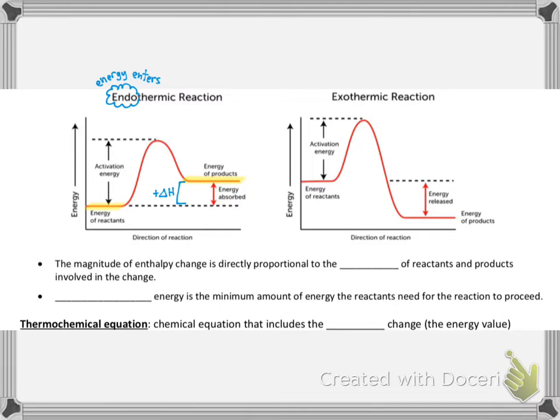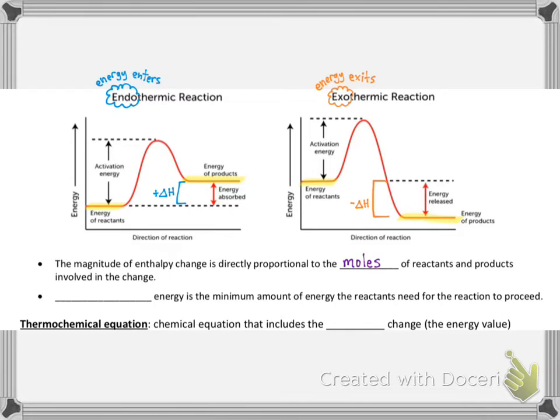An exothermic reaction, of course, is the opposite. In this case, energy is released, or it exits. And so in a potential energy diagram of an exothermic reaction, you'll notice that the reactants have more potential energy than the products. And the difference between them is our negative delta H. It is important to recognize that the magnitude of the enthalpy change is directly proportional to the moles of reactants and products involved in the change. This should make sense. Burning something is an exothermic reaction. If you burn a little bit of something, you'll release a little heat. If you burn a lot of something, you'll release a lot of heat.